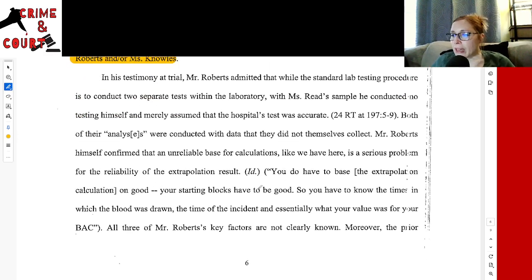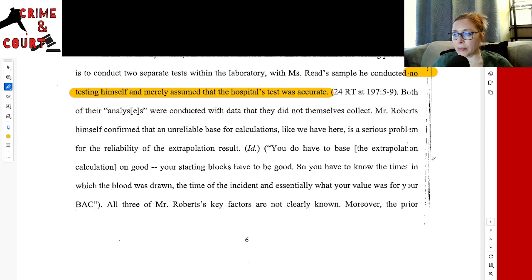In his testimony at trial, Mr. Roberts admitted that while the standard lab testing procedure is to conduct two separate tests within the laboratory, with Ms. Reed's sample, he conducted no testing himself, and merely assumed that the hospital's test was accurate. Wow. Both of their analyses were conducted with data that they did not themselves collect. Mr. Roberts himself confirmed that an unreliable base for calculations like we have here is a serious problem for the reliability of the extrapolation result.